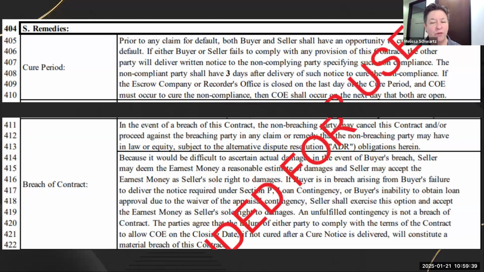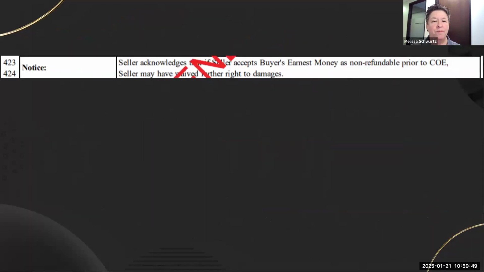Breach of contract, I'm not going through all of this, but a lot of it says that if there's an issue, the cure notice then goes to a material breach notice. If the seller accepts the buyer's earnest money as non-refundable prior to close of escrow, the seller may have waived further rights to damages, right? So be very careful. Those of you who are like, no, we're taking your earnest money: if you end up in a dispute where that seller wants to go after anything more, they've waived that right. They can't go after something more, right?